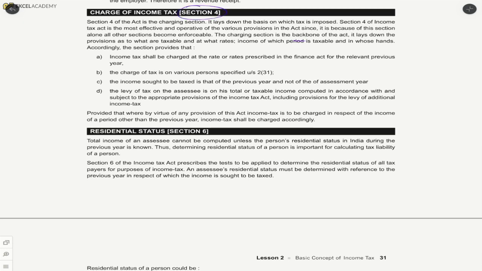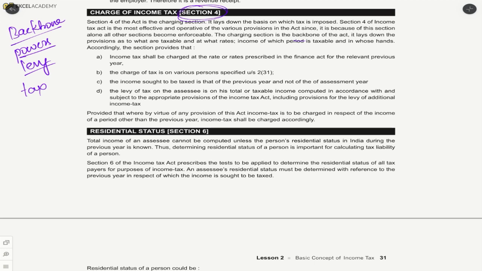Next, charge of income tax, section 4. This, in fact, is the backbone of the entire Act, because this is the section which gives the powers to levy the income tax. That means unless we have this section, we cannot impose tax on any assessee. So let us see what this section says.